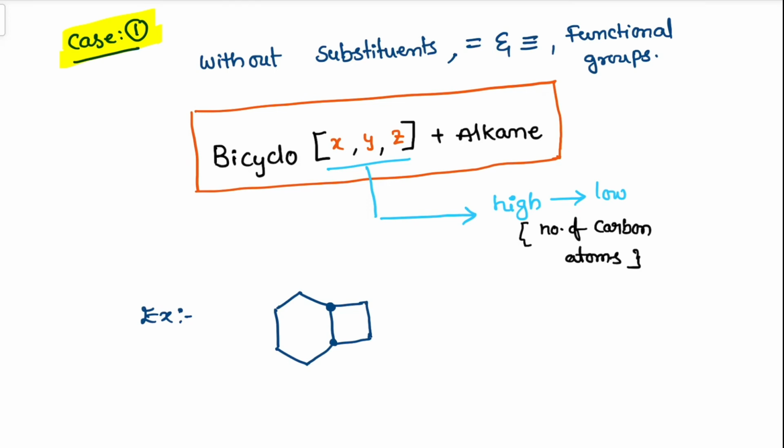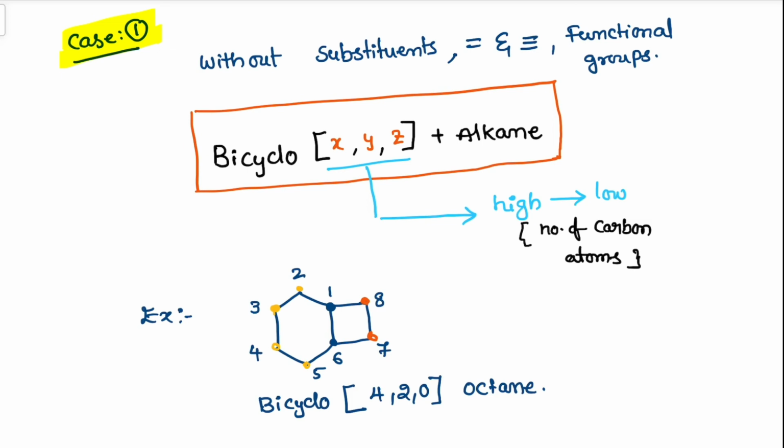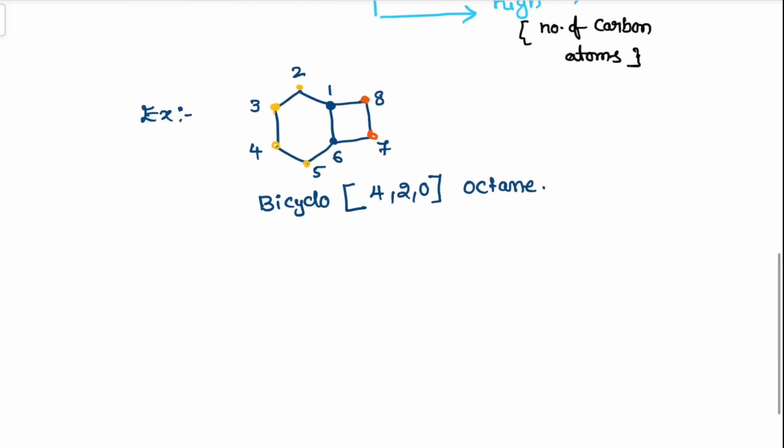In this one, there are two bridgehead carbon atoms. First you need to write bicyclo, square bracket start. Between the bridgehead carbon atoms, this side has 4 carbon atoms, this side has 2 carbon atoms, and in between these two there is no carbon atom. So the numbers are 4, 2, 0. We write these numbers from high to low: 4, 2, 0, square bracket closed. After that, the number of carbon atoms in these two cycles is 8, so simply write octane. Is it clear? So very simple.